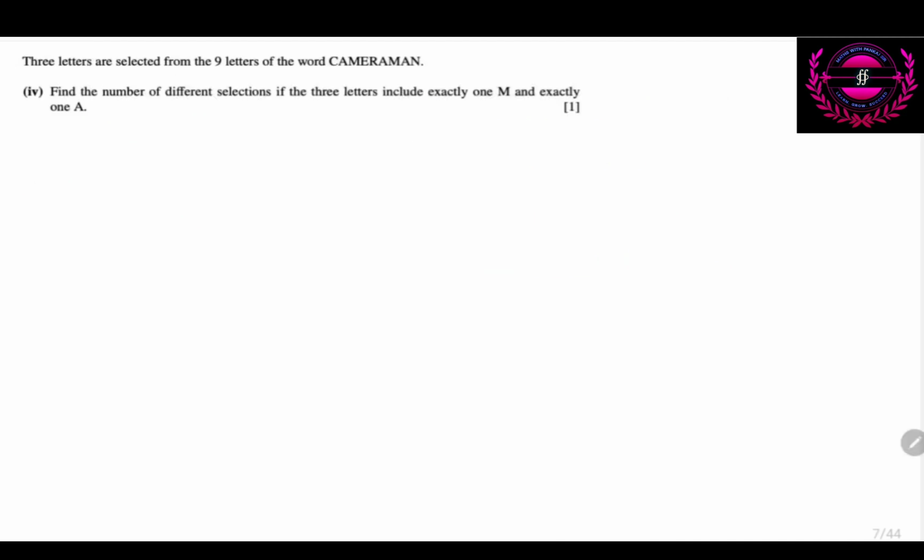Read fourth part. 3 letters are selected from 9 letters of the word cameraman. So find the number of different selections if the three letters include exactly 1 M and exactly 1 A. So 1 M, 1 A is fixed. Now I have to select one more letter from the remaining alphabets.